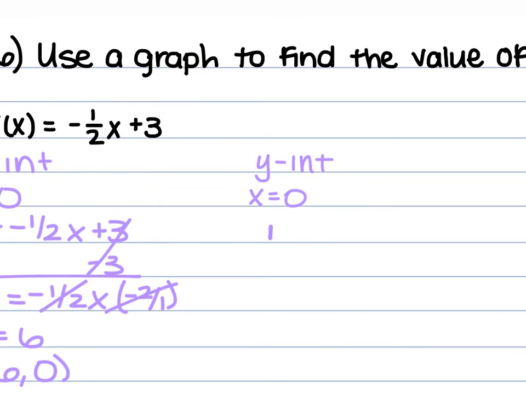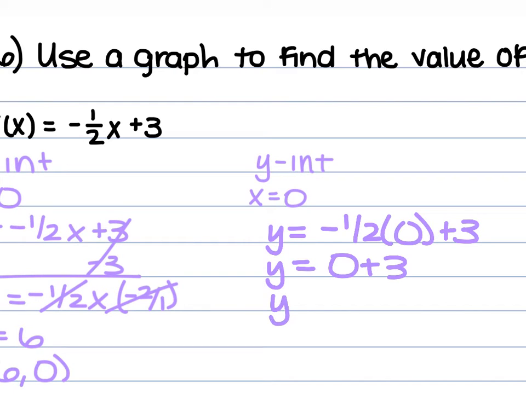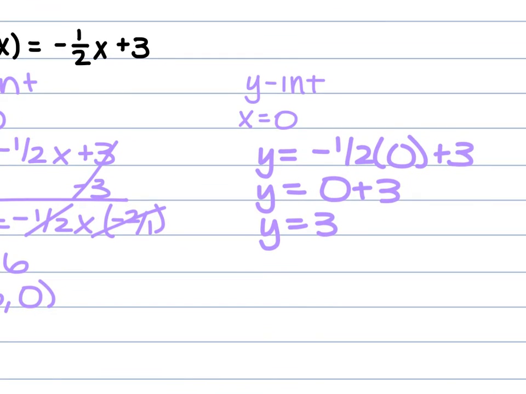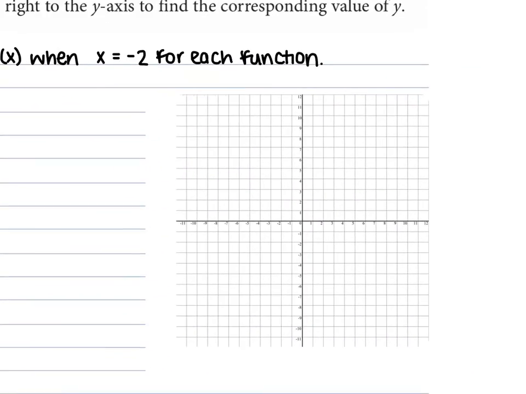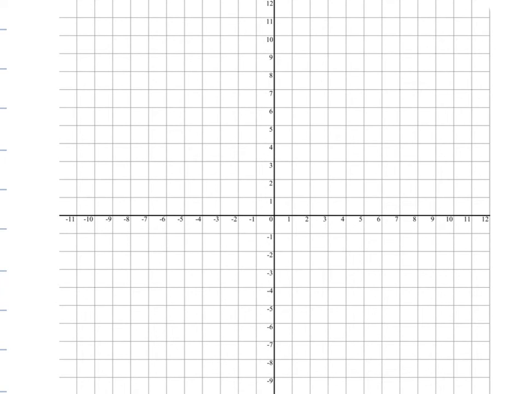And we're going to have y is equal to negative 1/2 times 0 plus 3. So this is going to be y is equal to 0 plus 3, which is just y is equal to 3. So that's the ordered pair 0, 3. So once again, I'm going to plot these 2 points. 6, 0, 0, 3. 0, 3 is here. 6, 0 is here.